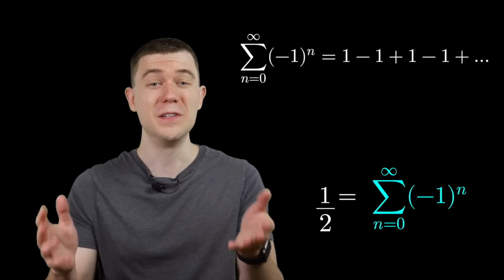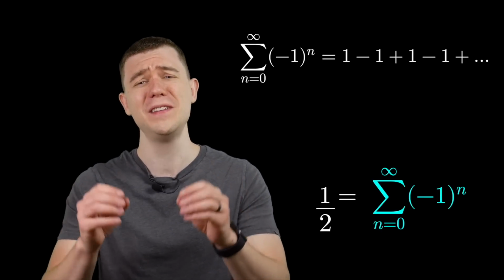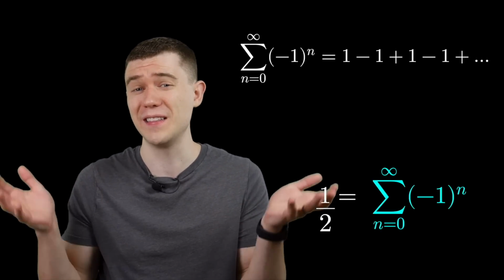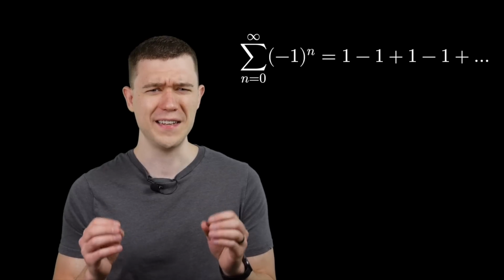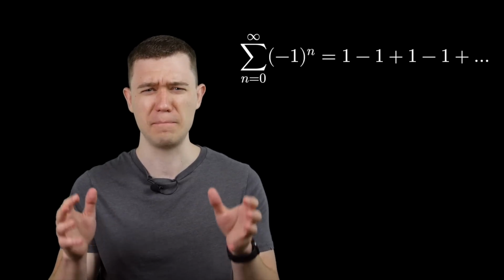Adding and subtracting a bunch of 1s to get a half makes no intuitive sense, and I was about to write this off as a fluke. But as I dug deeper, this 1/2 kept showing up.